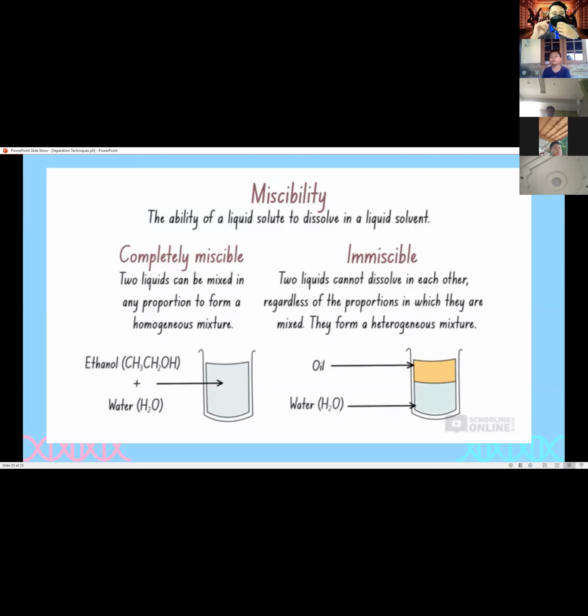But if you put, what's that? Soap. For example, you can do this at home. You put water, and you put the liquid soap.